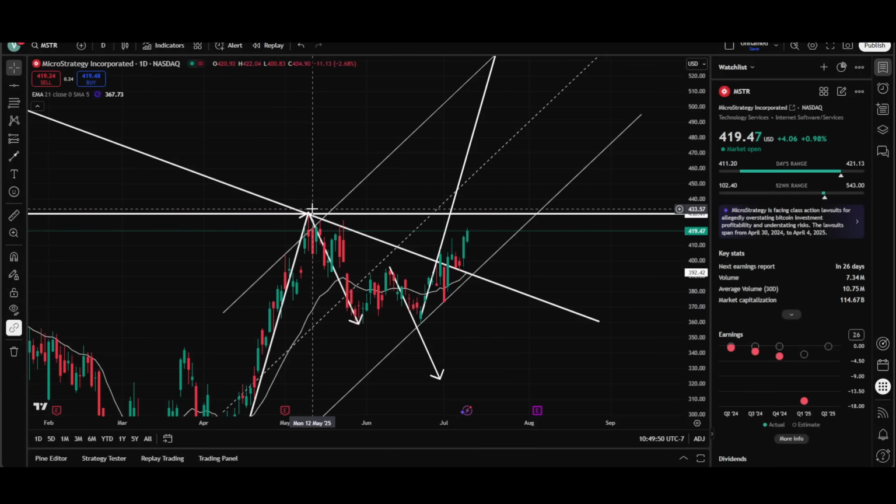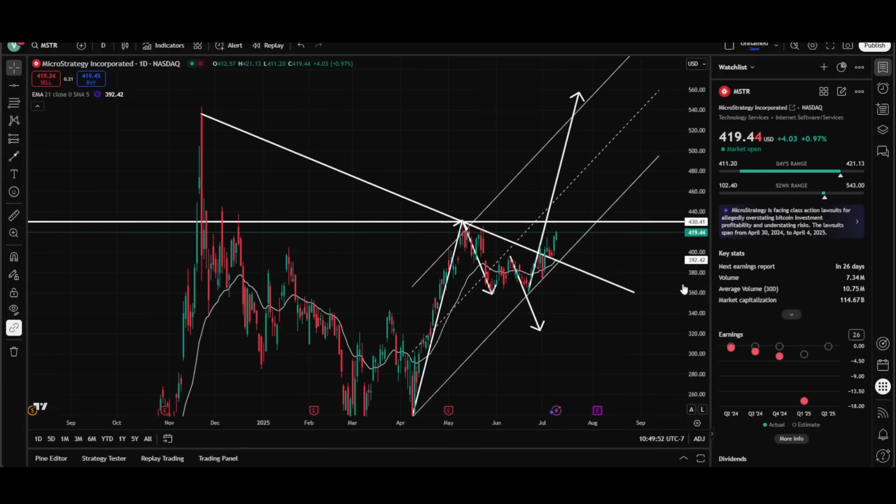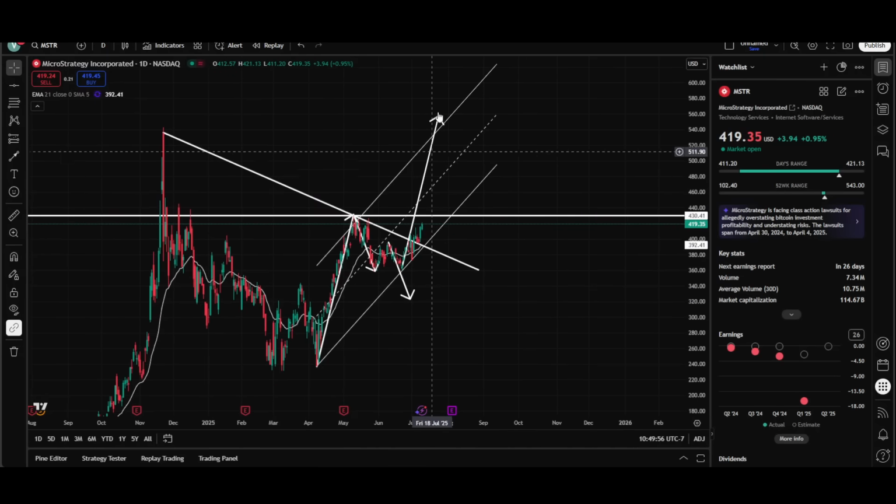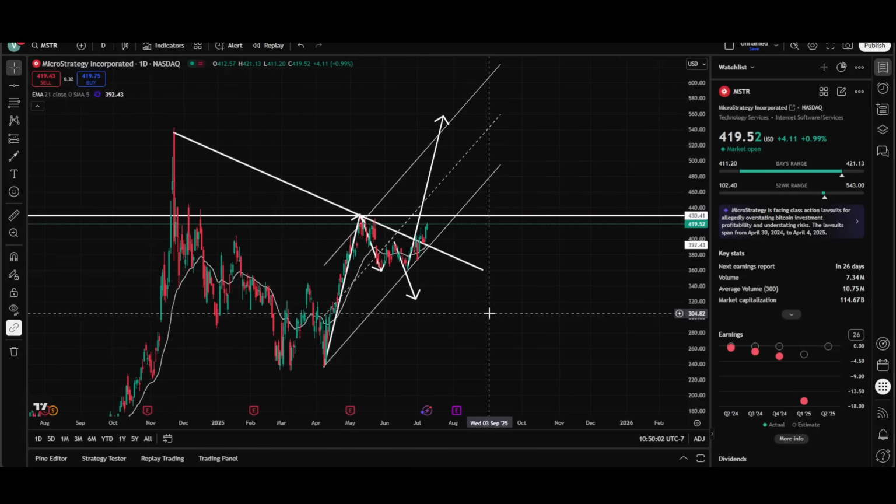So there's probably a bunch of stop losses above the 430s by the shorts. So there's a good chance that they will probably be squeezed out, and we'll probably see a breakout higher towards all-time highs, 550s, 560s, in a short amount of time. Again, that's the projection. It's not guaranteed to happen.